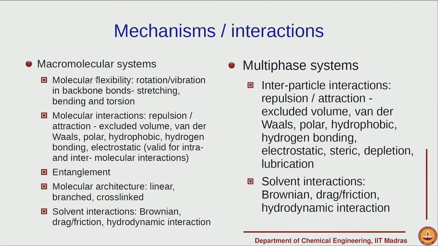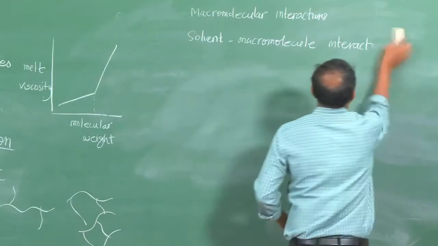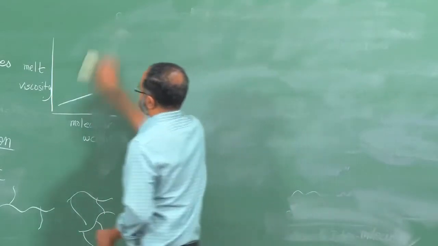So, we said that initially flexibility, which is all related to bond rotation and flexibility at the bond scale, or bonded interactions. Then we had molecular interactions, which could be intra or inter, and which are attractive or repulsive depending on what the specific interactions are. Then entanglement, which is far more important only for the melt state and for concentrated solutions. And then of course, architecture is an important aspect because that determines how some of the other things may play out, and finally the interaction with solvents. And so, this is the summary of interactions which are present when we have a macromolecular system. Now, what about a multi-phase system?